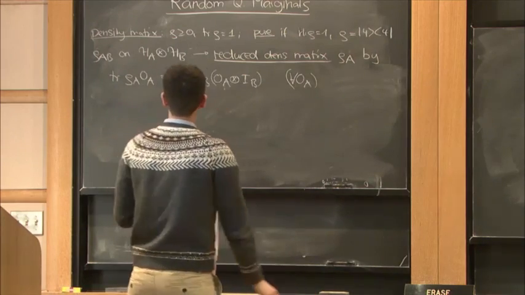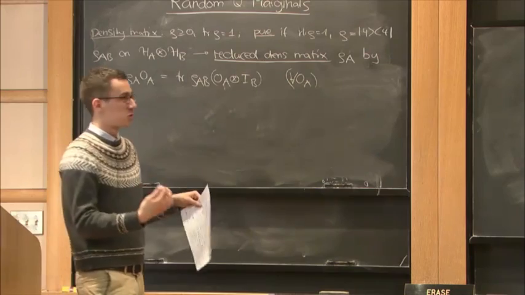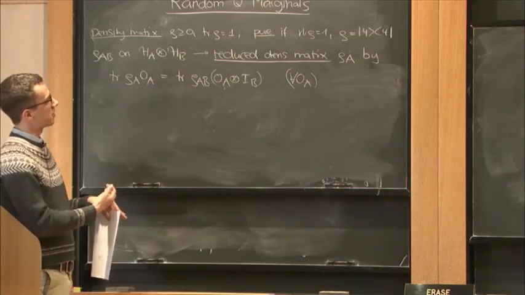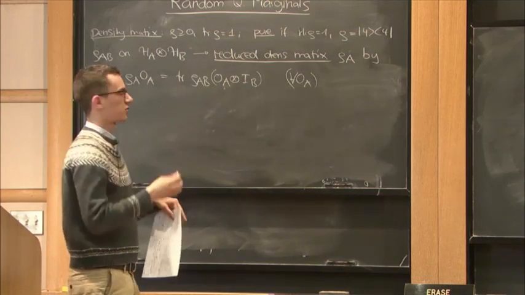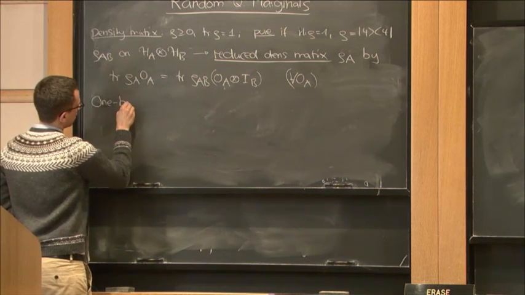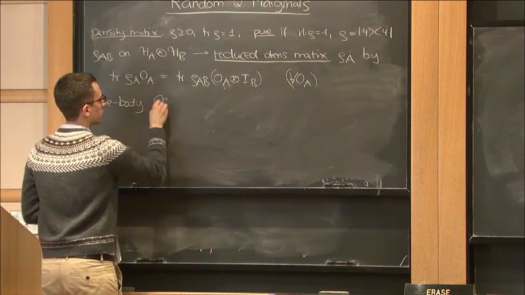Now you could ask, what are the possible reduced density matrices of quantum states? Of course, you can always find a quantum state that gives you a certain reduced density matrix, but you can basically ask this question in parallel for all the subsystems. And so this gives you the following question, what I call the one-body quantum marginal problem.